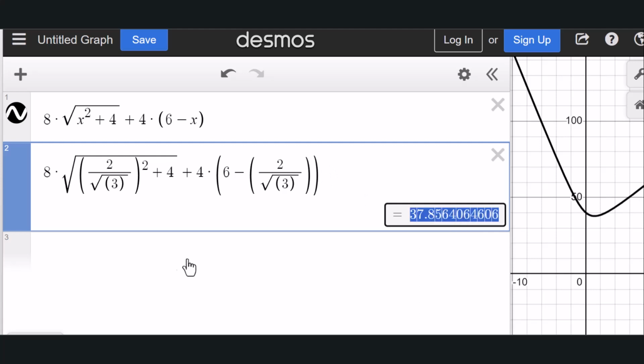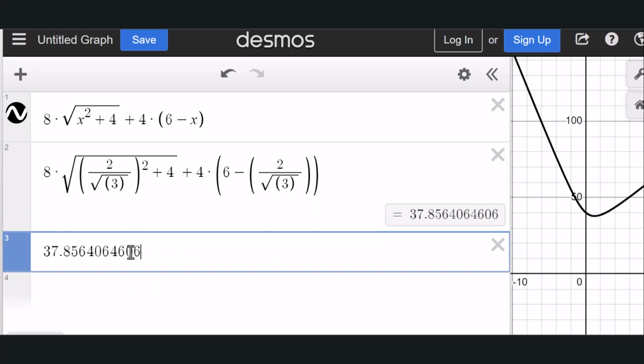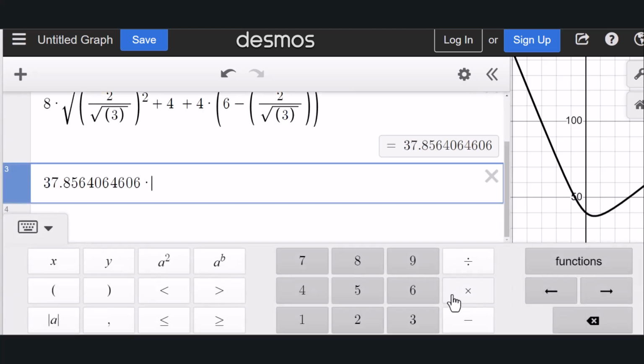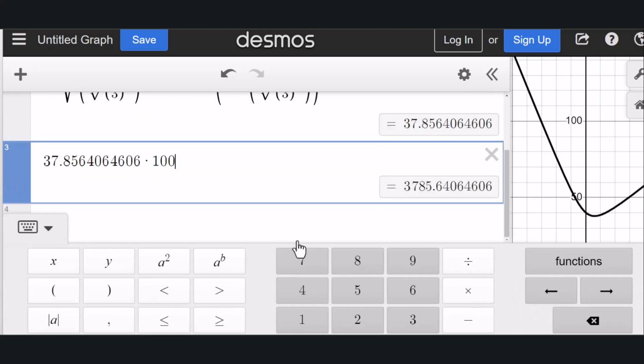And of course, we have to multiply it by what? Multiply it by 100,000. Okay, so let's do so. 100,000. So how much is it? It's about 3,785,640.65, if I didn't make any mistake in my reading. All right.